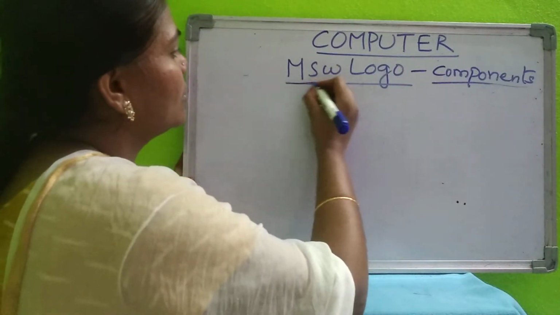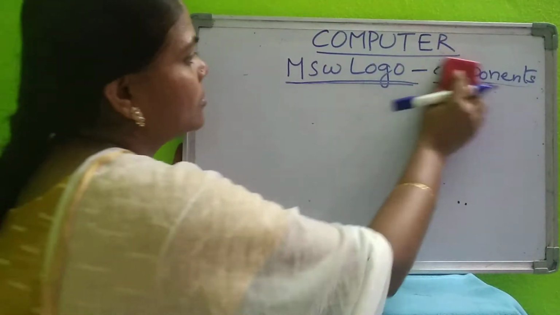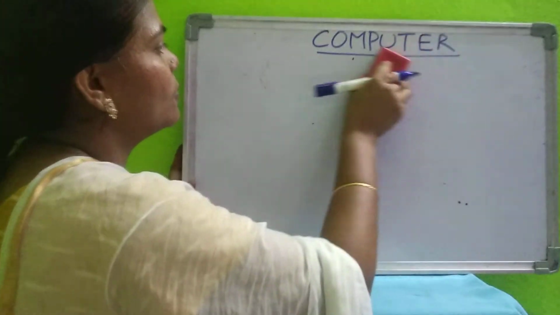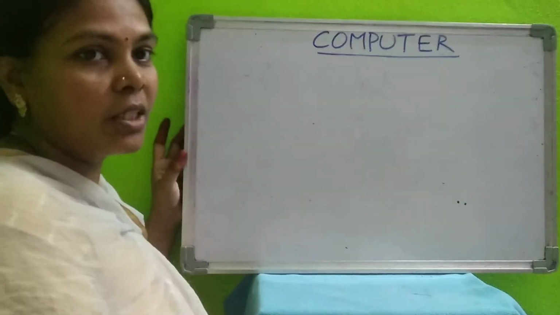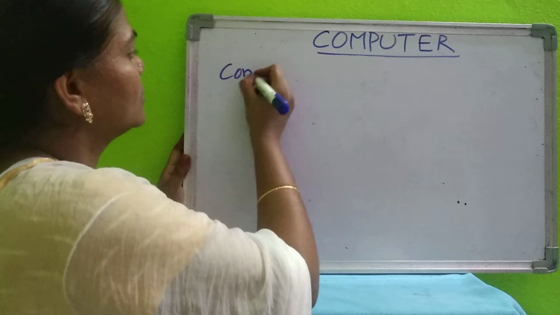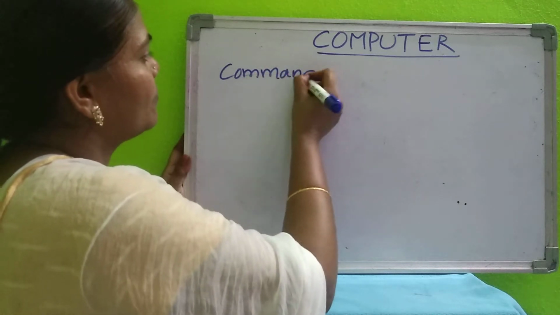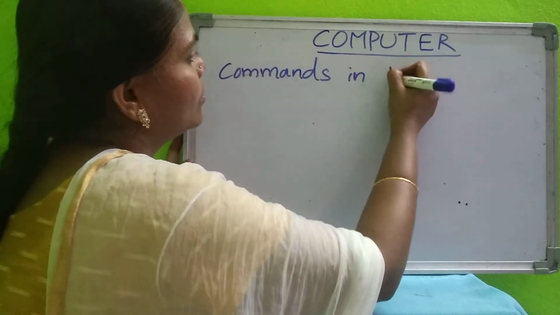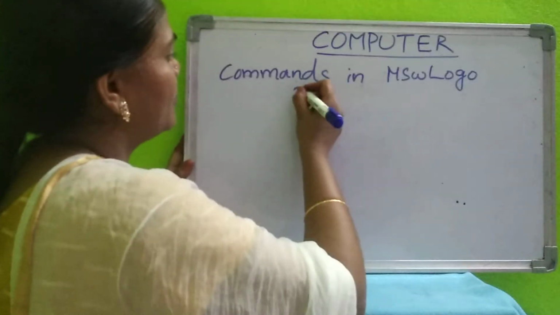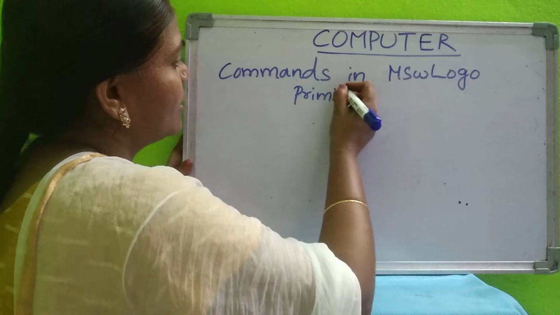Next, what are the commands? Commands in MSW Logo. How many commands in this lesson? You have only 4 commands. You have to learn only 4 commands here. Those are called as primitives.